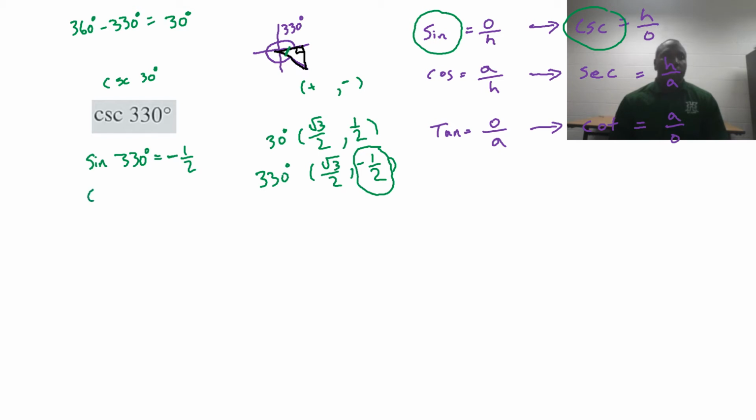So how would we use that to find the cosecant? Remember that if we have a fraction for the sine, just flip it to get the cosecant. So it's basically negative 2 over 1, or negative 2, to get the cosecant of 330 degrees. So here's another one that we can try. If you feel like you can do this, pause the video and try it yourself.